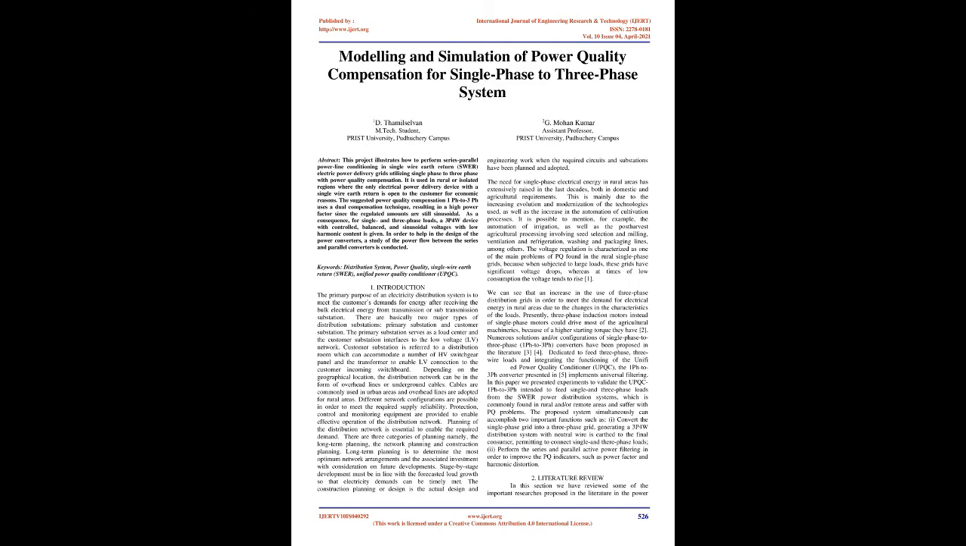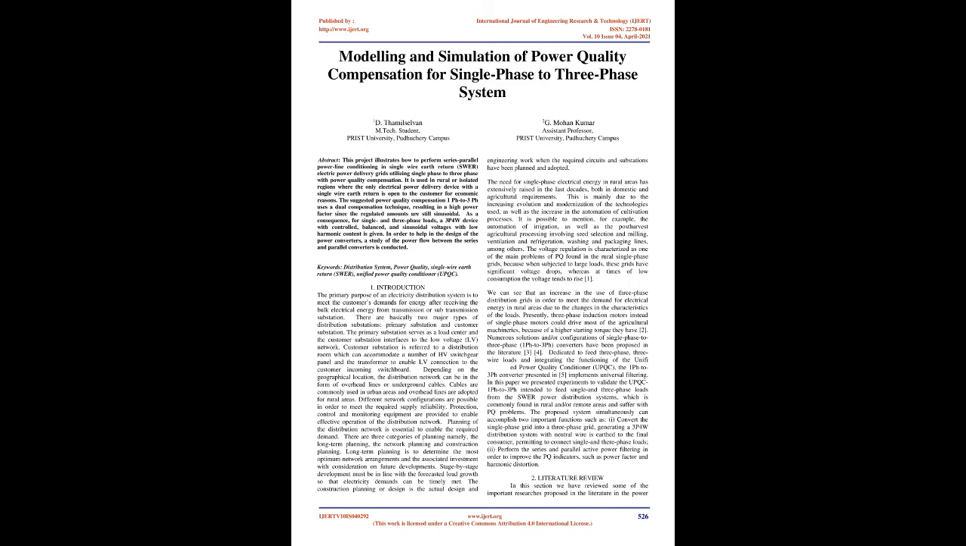As a consequence, for single and three-phase loads, a 3P4W device with controlled, balanced, and sinusoidal voltages with low harmonic content is given. In order to help in the design of the power converters, a study of the power flow between the series and parallel converters is conducted. Keywords: distribution system, power quality, single wire earth return, SWER, unified power quality conditioner, UPQC.